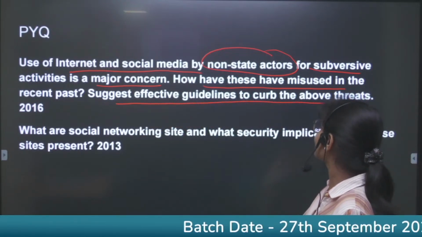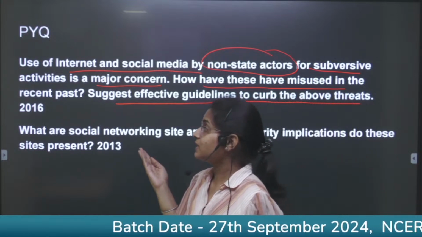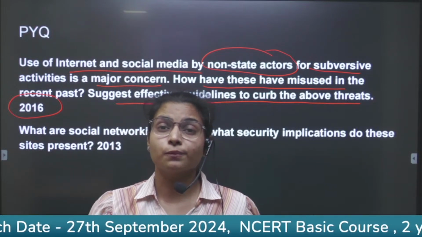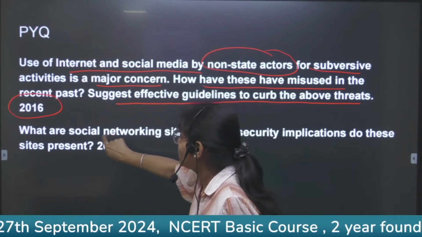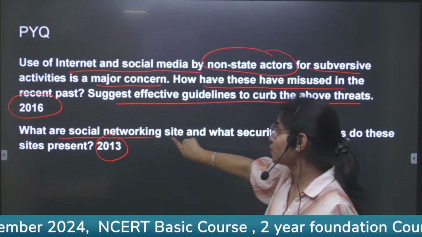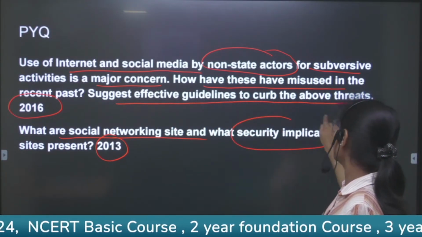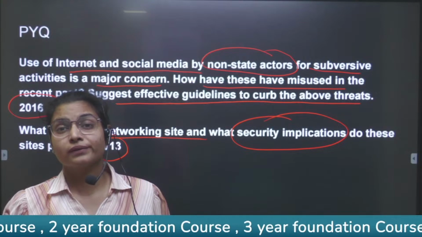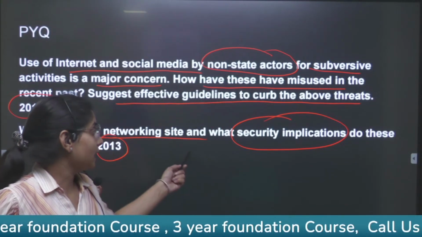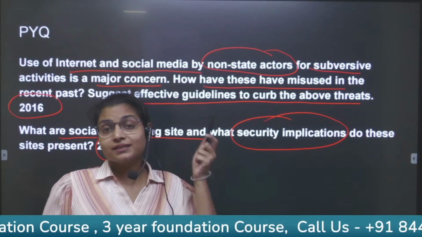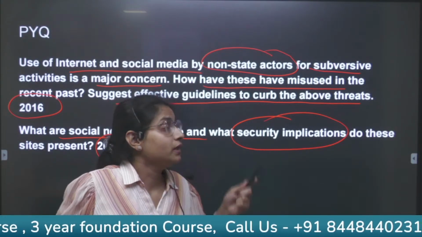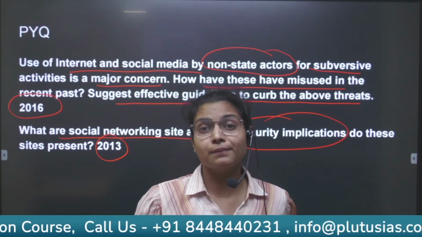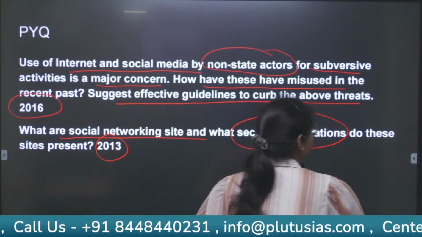Suggest effective guidelines to curb the above threats. It means if you have already prepared the 2016 question, then the same question has been repeated in 2024. And in 2013 also they asked what are the social networking sites and what are the security implications these sites present. It means the first hidden dimension, what are the security challenges, can be tackled with the 2013 question, and the second part, what measures can be taken, can be tackled with the 2016 question. So do prepare the syllabus and the previous year questions for internal security at least.